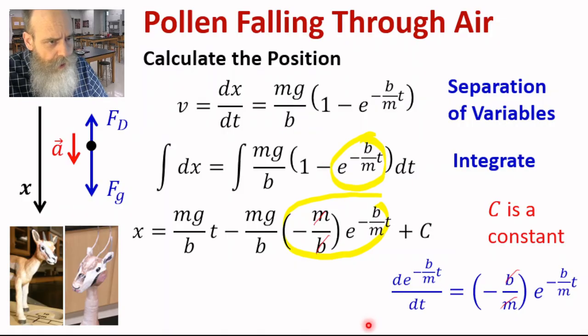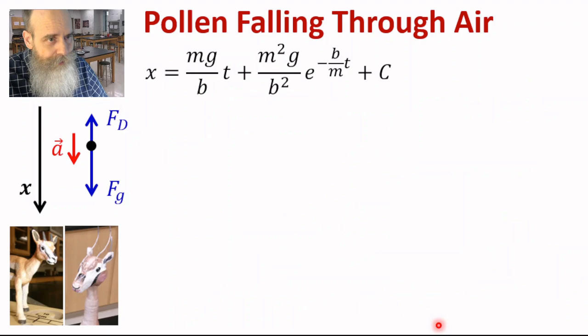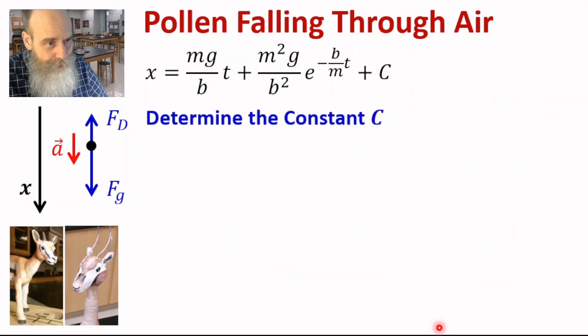Let's simplify it some more, and this is what we get. mg over b times t plus m squared g over b squared e to negative b over m t plus c. Now we need to find that constant c. What is the initial condition that we can use? What was the position when t equals 0? Correct, Isabel, good. When t equals 0, x equals 0.